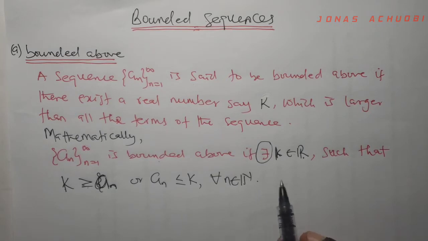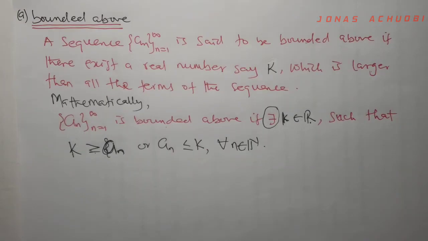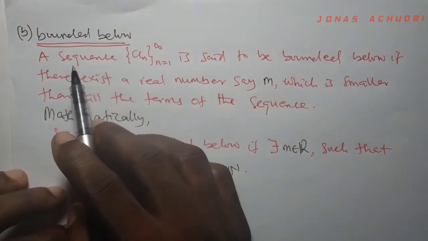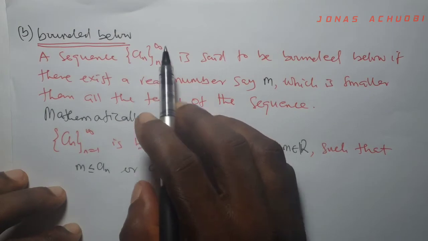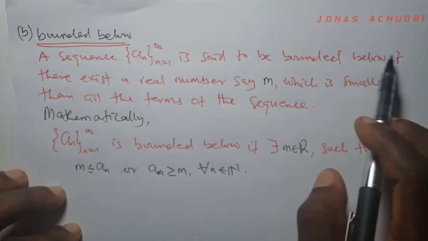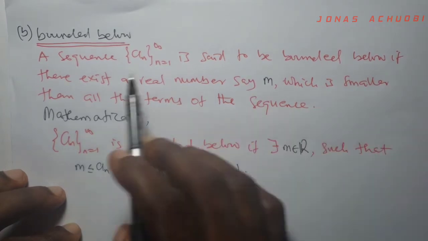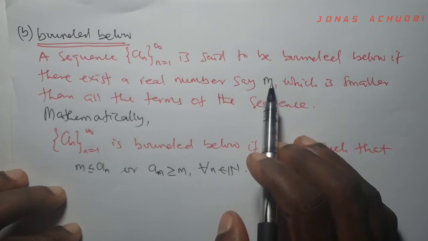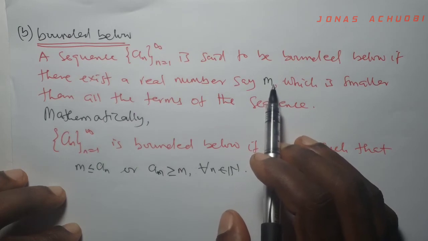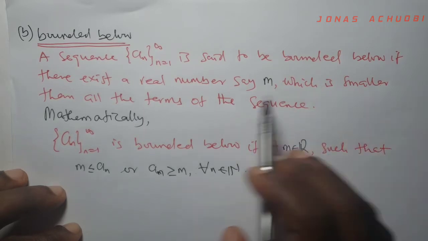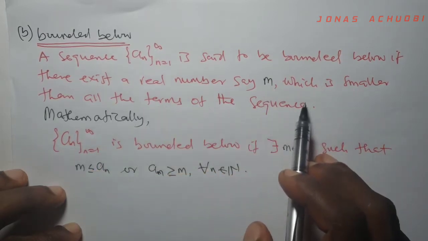Let me explain this definition with a concrete example. Or let's take the definitions first, then examples will follow. Bounded below. A sequence a_n, n from 1 to infinity, again an infinite sequence, is said to be bounded below if, again, there exists a real number, say m this time, because the real number for bounded above might not be the same as the one for bounded below. In fact, they are different. Say m, which is smaller than all the terms of the sequence.